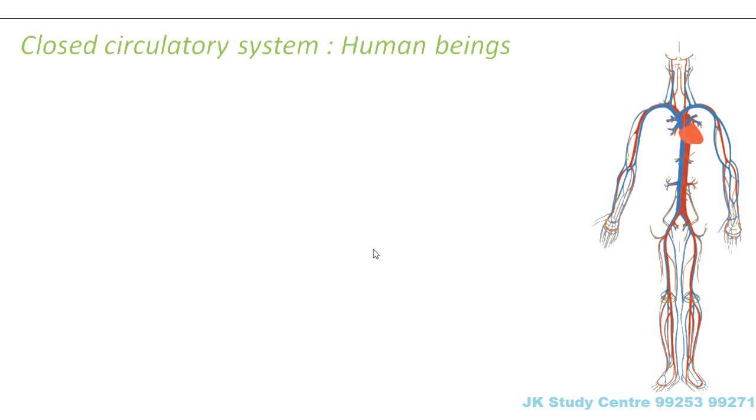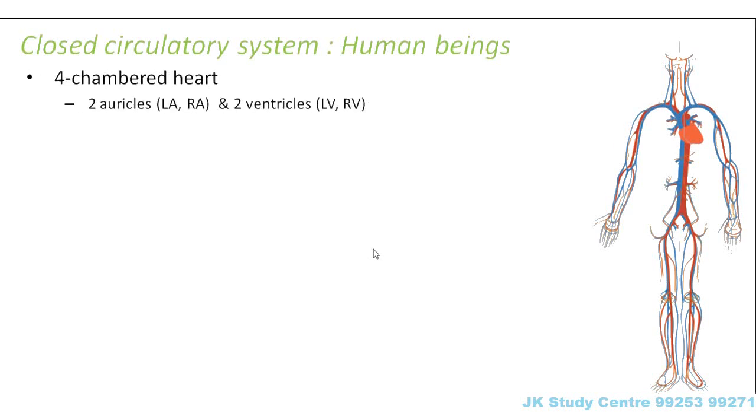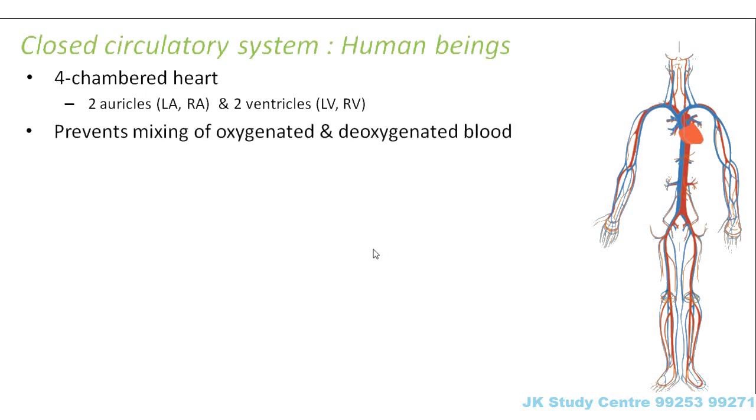So what happens in case of human beings? They have a four-chambered heart. So what are the four chambers? Two auricles and two ventricles. So I guess now you can understand why another ventricle is added here, so that the oxygenated and the deoxygenated blood can be completely separated both in auricles as well as ventricles. So this prevents mixing of oxygenated and deoxygenated blood.